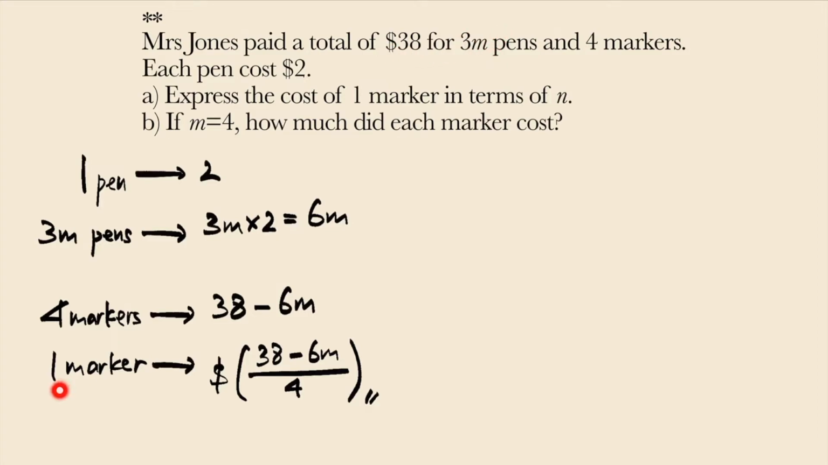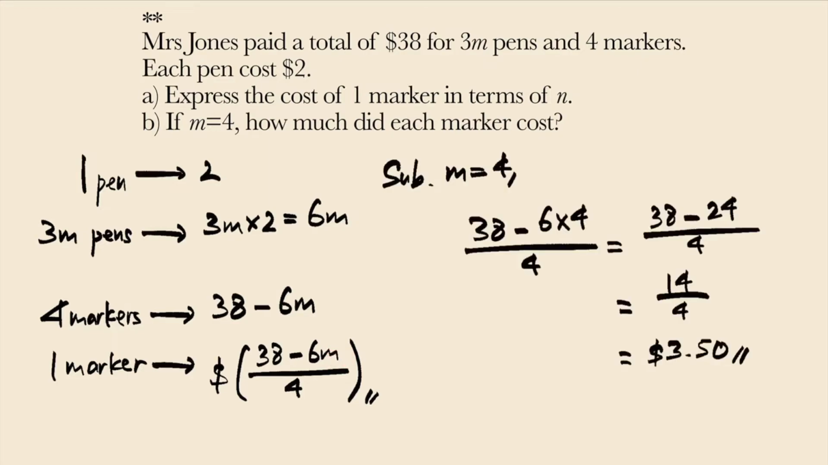And what's the cost of 1 marker then? We're going to take this entire expression and divide that by 4. Next, if M equals 4, how much did each marker cost? We will sub 4 into the expression here for each marker. So that will be 38 minus 6 times 4, giving us $3.50.